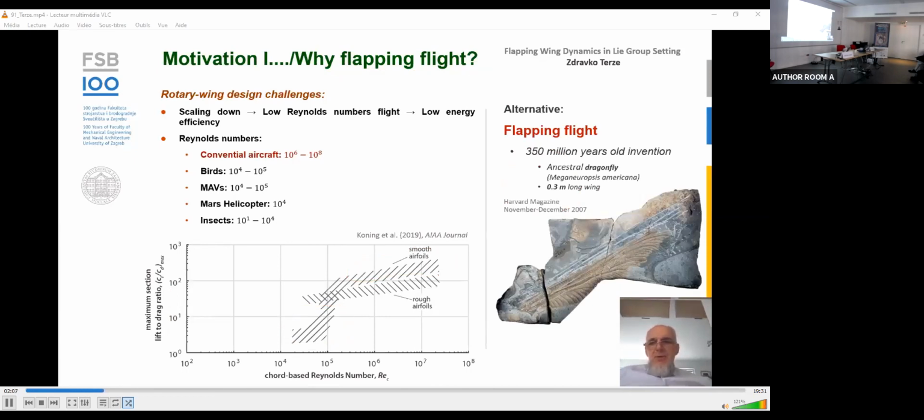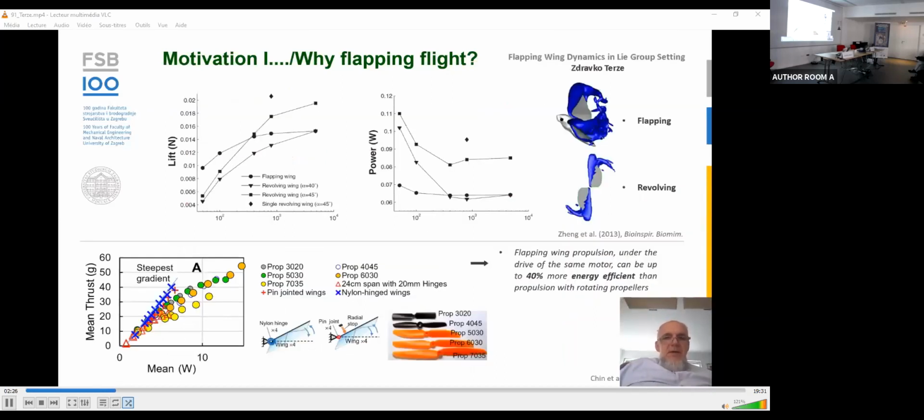Evolution for flying at such low Reynolds numbers came up with a flapping flight. Here we see a fossil of a flapping wing from 350 million years ago, meaning that flapping flight is not a new invention. Here on these diagrams we see further proofs that flapping wing is more energy efficient than revolving rotary wing for flying at low Reynolds numbers. We achieve better lift, higher lift, and we consume less power.